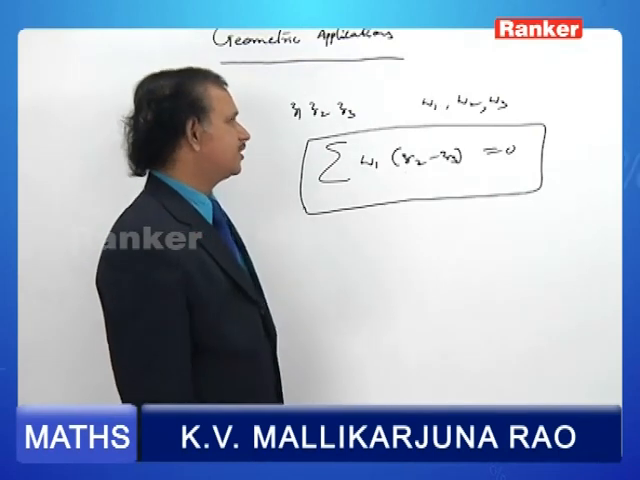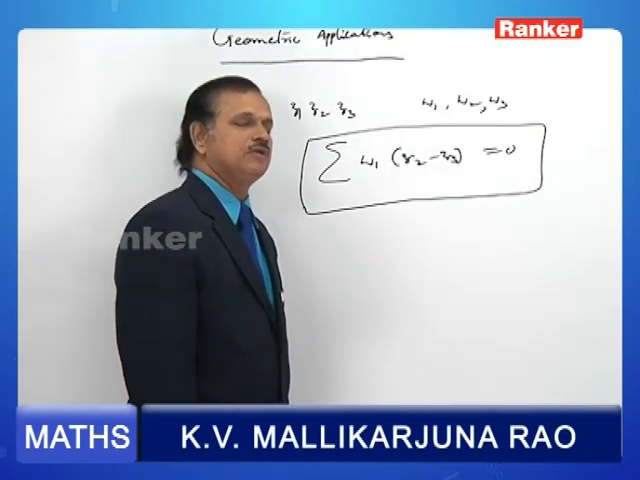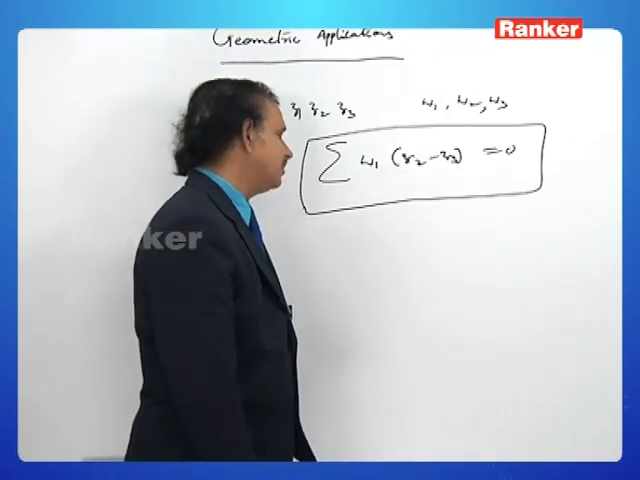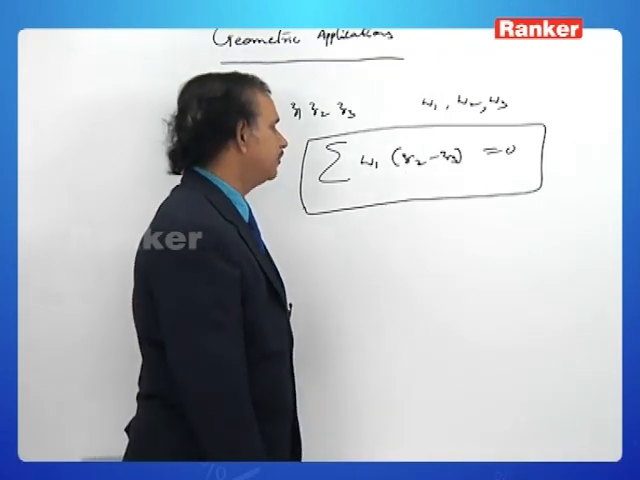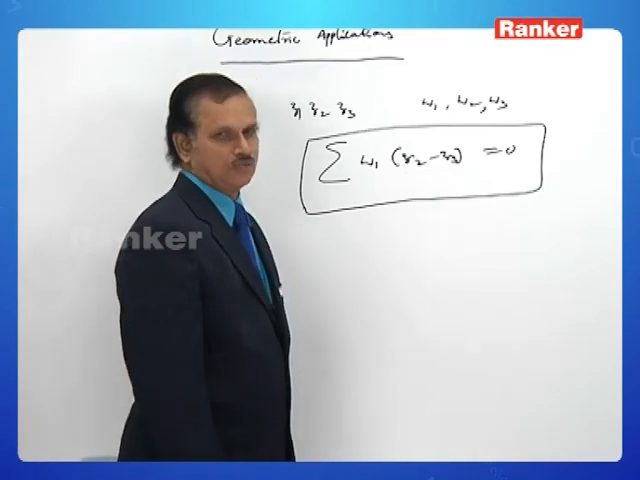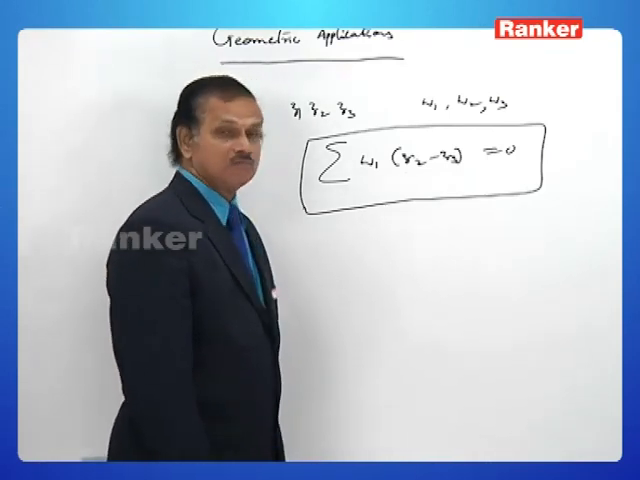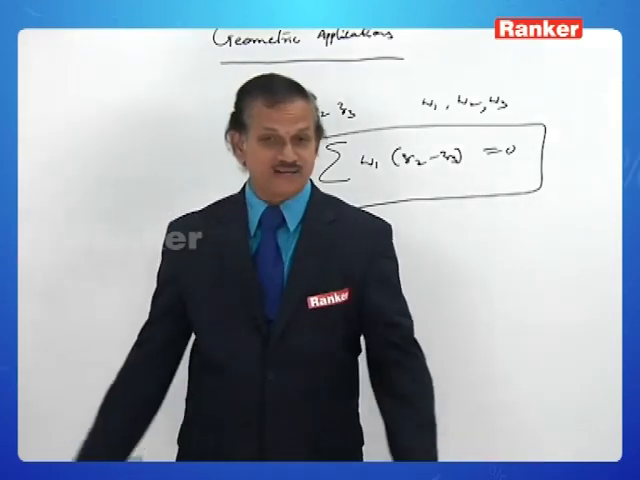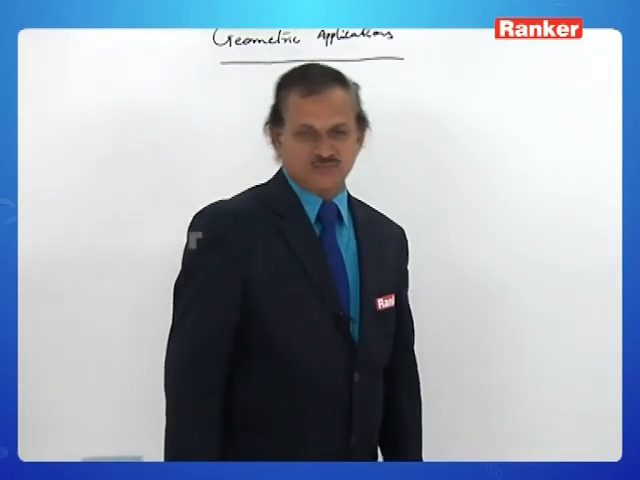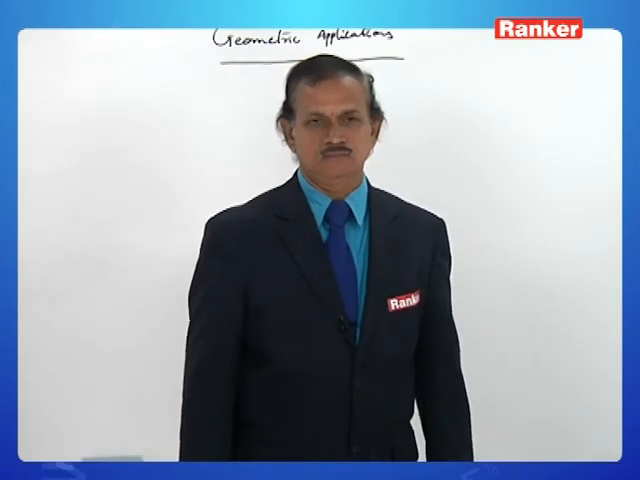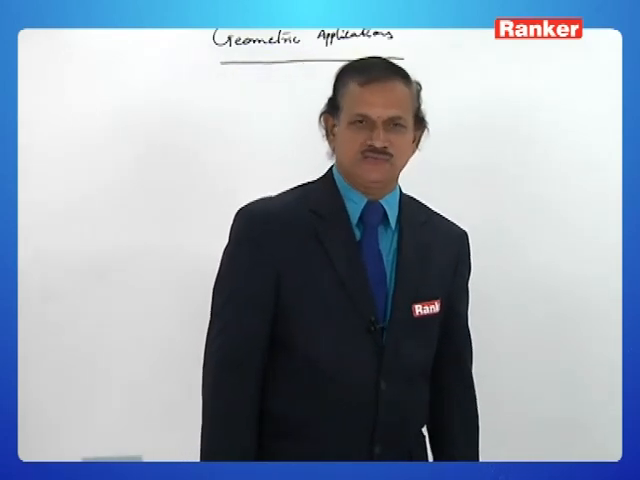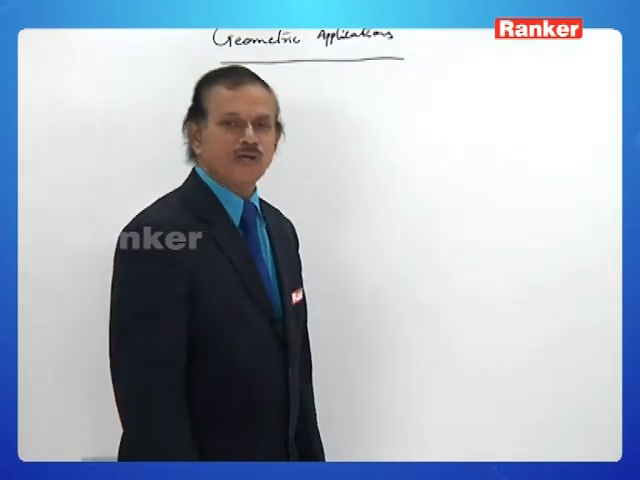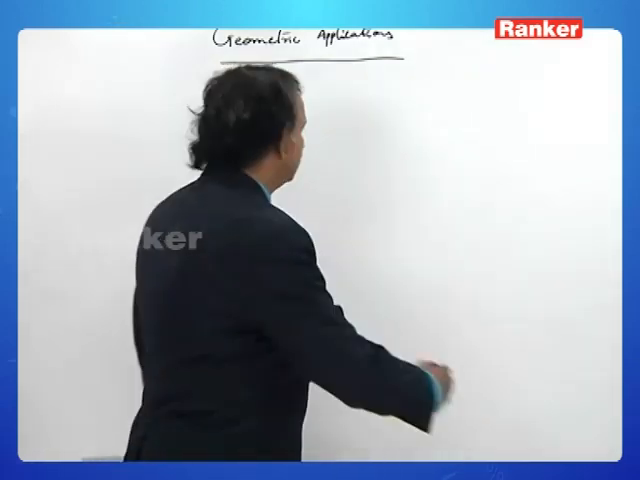If Z1, Z2, Z3 and W1, W2, W3 are the vertices of two similar triangles, then we can have sigma W1 into Z2 minus Z3 is equal to 0. One more famous and important concept we are going to learn. Pay complete attention here. The famous, more useful, important concept regarding an equilateral triangle we are going to learn. Yes.